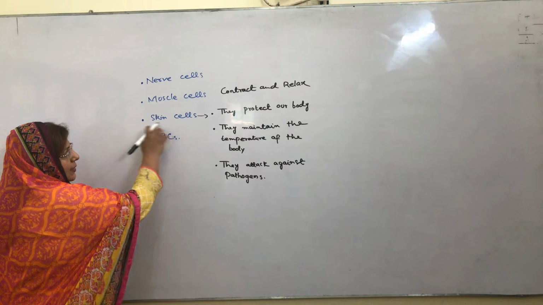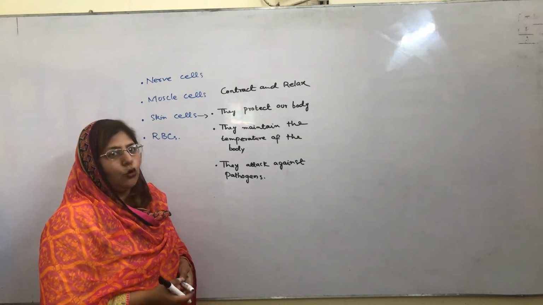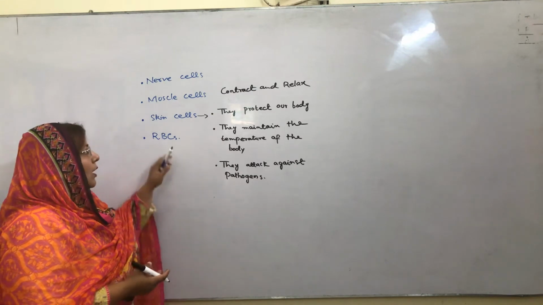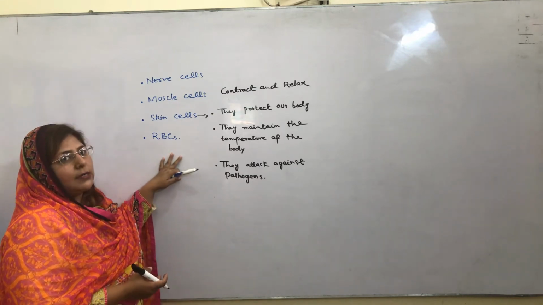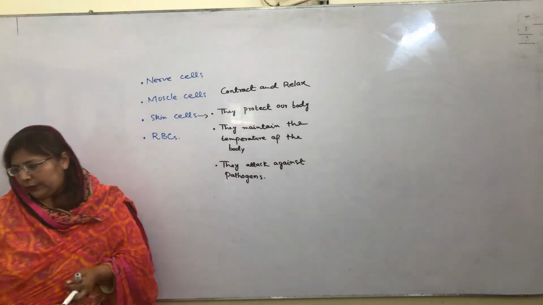Now red blood cells, they are flat, they are round, they carry a chemical hemoglobin which has oxygen in it. So due to these red blood cells, oxygen reaches each and every part of our body.